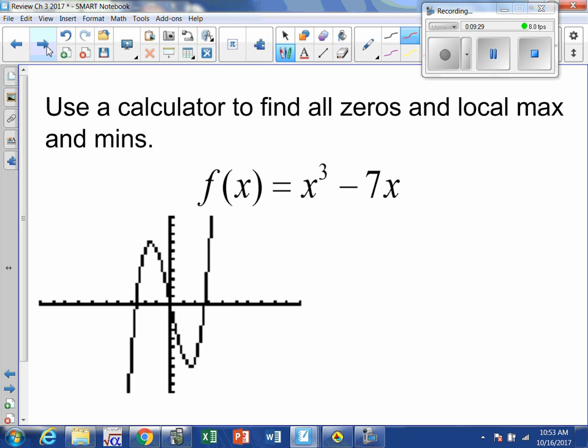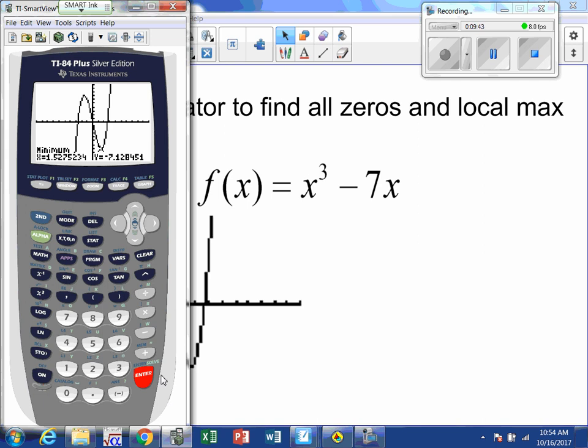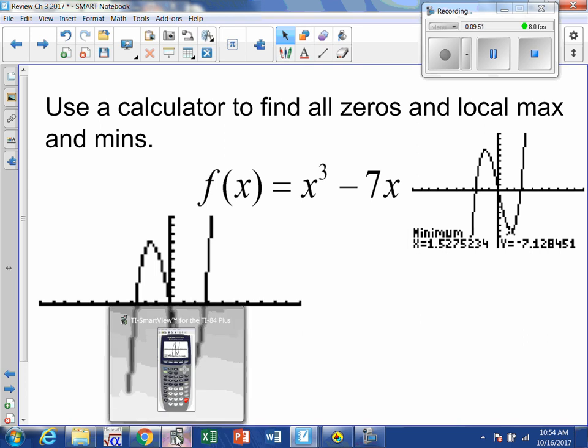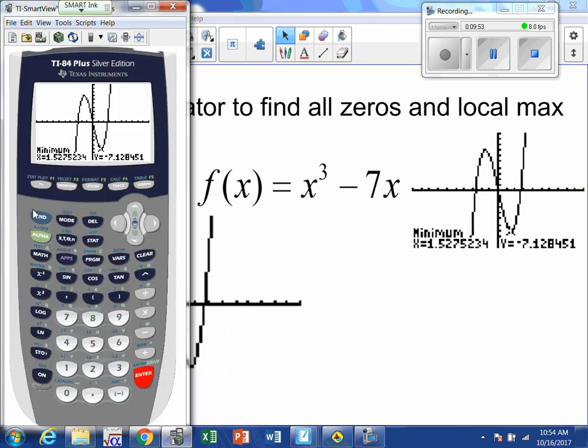Next problem. Use a calculator to find all zeros and local maxes and mins. So if I graph this on the calculator, this is what the graph is going to look like. So it looks like that. So first off, there is my minimum. Now let's show how we can find that minimum by finding the maximum.